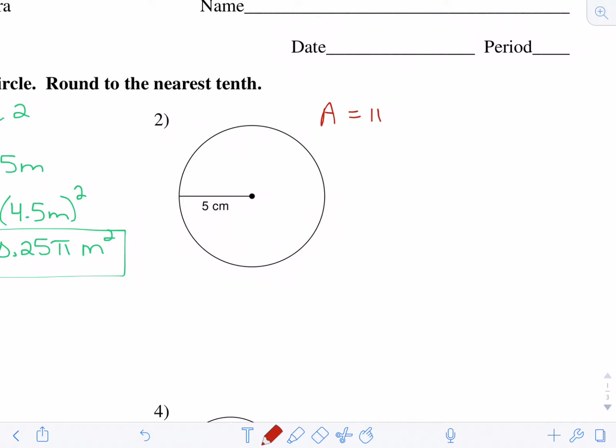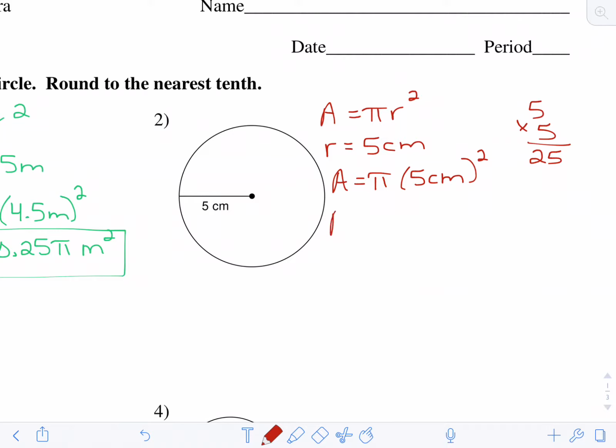Area is equal to pi times your radius squared. You write down what your radius is, which is 5 centimeters, and we're going to plug that into the problem. So, area is equal to pi times 5 centimeters squared. Well, 5 centimeters squared means 5 times 5, which is 25. So my answer here is area is equal to 25 pi centimeters squared. And since we're finding area, all of your answers should say squared.